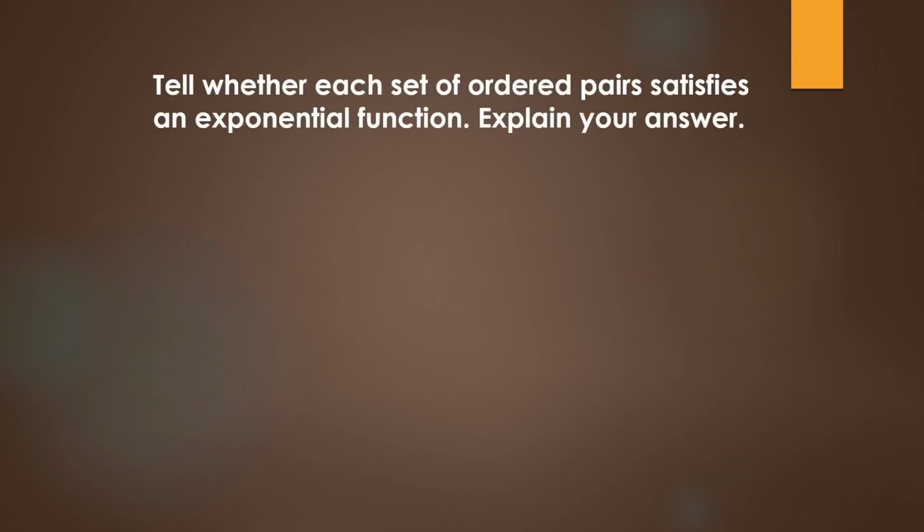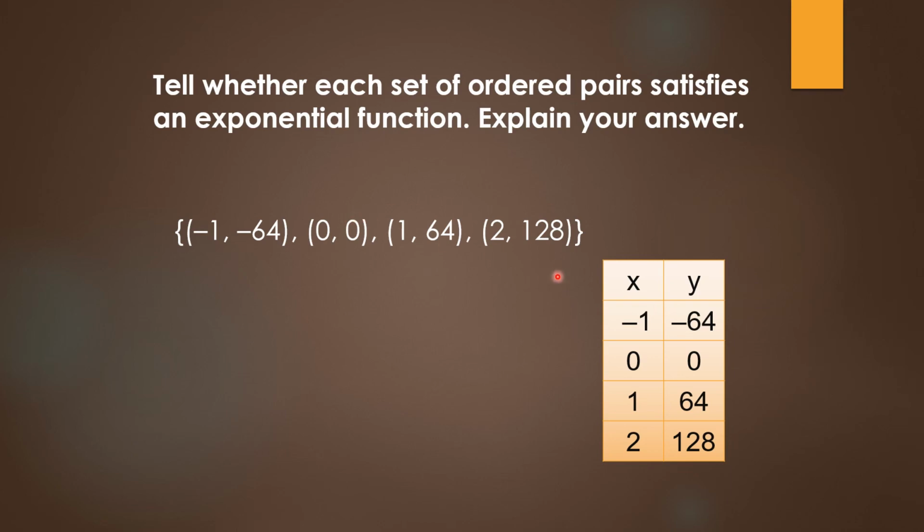Tell whether each set of ordered pairs satisfies an exponential function. Explain your answer. Here is the set of data: (-1, -64), (0, 0), (1, 64), (2, 128). We are going to drop this data in the table, x and y. X represents the first coordinates and y represents the second coordinates. We notice here every time in x we add the same number. -1 plus 1 equals 0, 0 plus 1 equals 1, 1 plus 1 equals 2. Each number in x equals its preceding number plus 1.